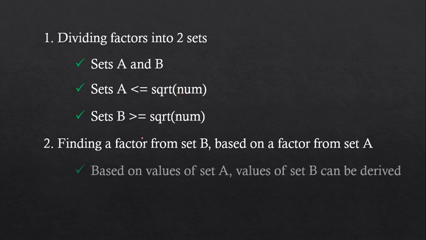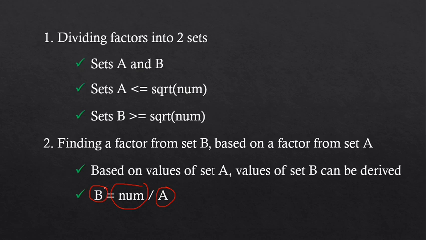How can we do that? See, B is equal to number by A. Why? Because the product of two values will give you the original number. So B is equal to number by A. Based on the input value and based on set A value, we can calculate set B's value. Is that clear for all of you? Yes, this is the logic I'm going to implement here.